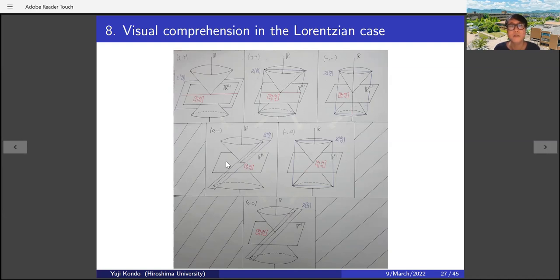And the derived ideal is in the positive part. So here, zero and plus. And in this picture, the center intersects with the negative part, and the derived ideal is in the light cone, which means that the derived ideal is degenerate. So here, minus and zero. And in the bottom picture, the center touches the light cone, and also the derived ideal is in the light cone. So both degenerate. So here, zero and zero.